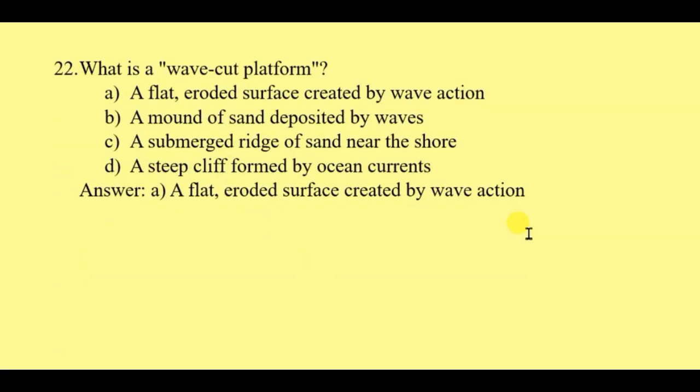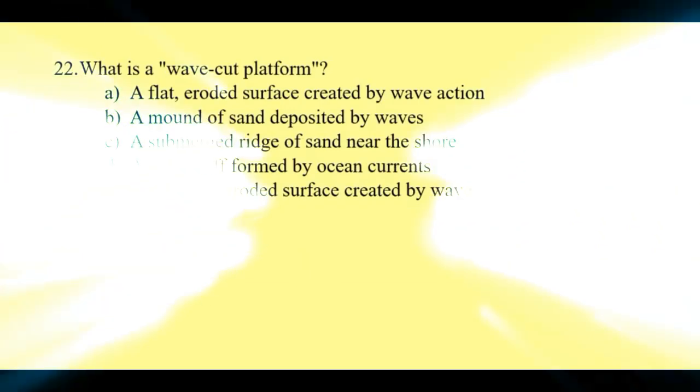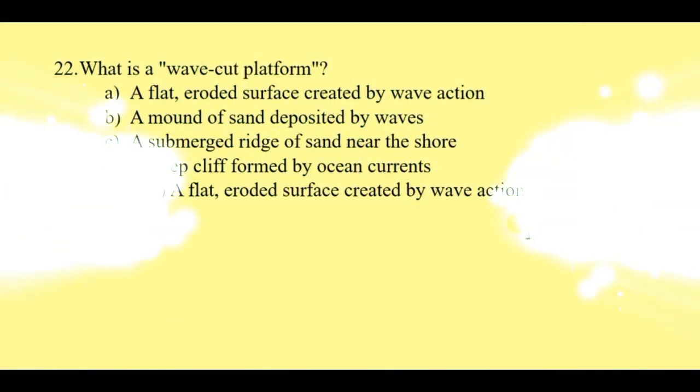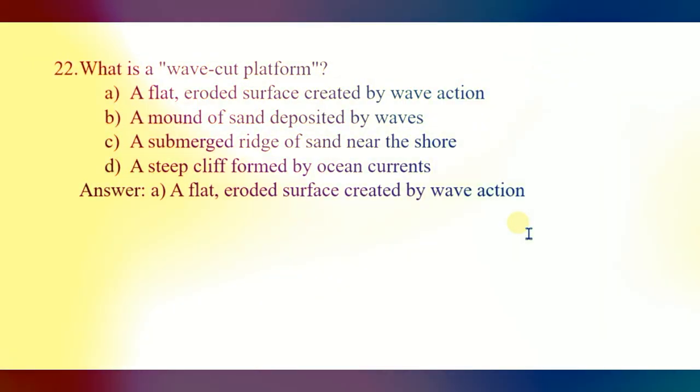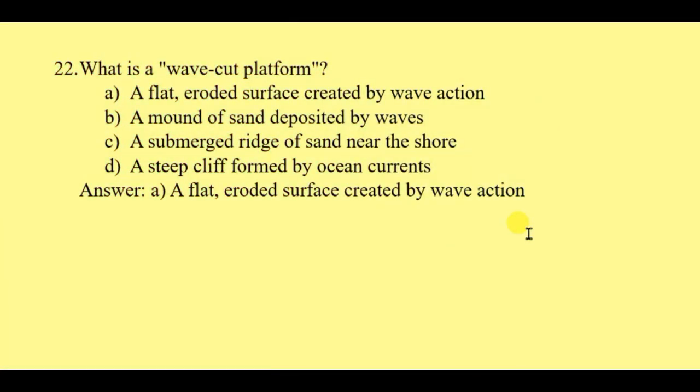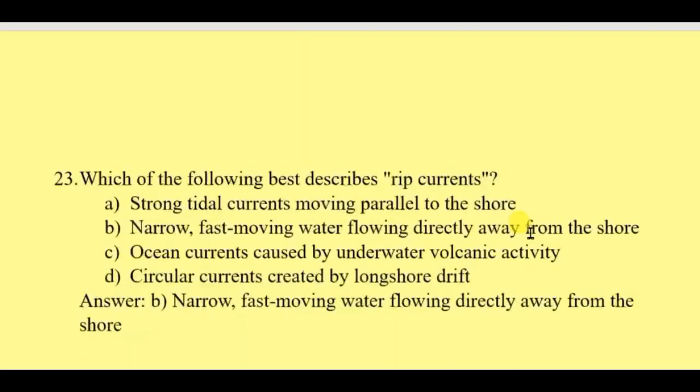Question 22. What is a wave cut platform? A flat eroded surface created by wave action, a mound of sand deposited by waves, a submerged ridge of sand near the shore, a steep cliff formed by ocean currents. The correct answer will be a flat eroded surface created by wave action.